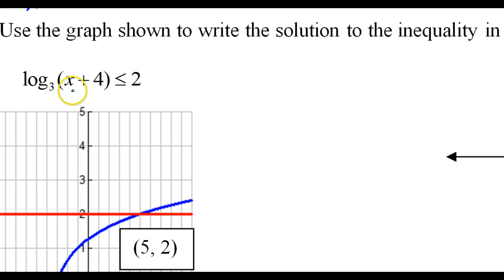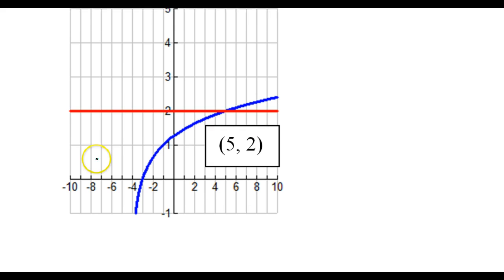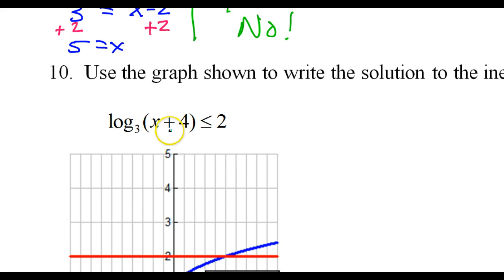Logarithms cannot be negative. You can't take the log of a negative number. So there's going to be an asymptote over here. Now, looking at the graph, it's not 100% obvious. But if you look here, hopefully you understand that if you have a +4 in here, that's a shift to the left 4.